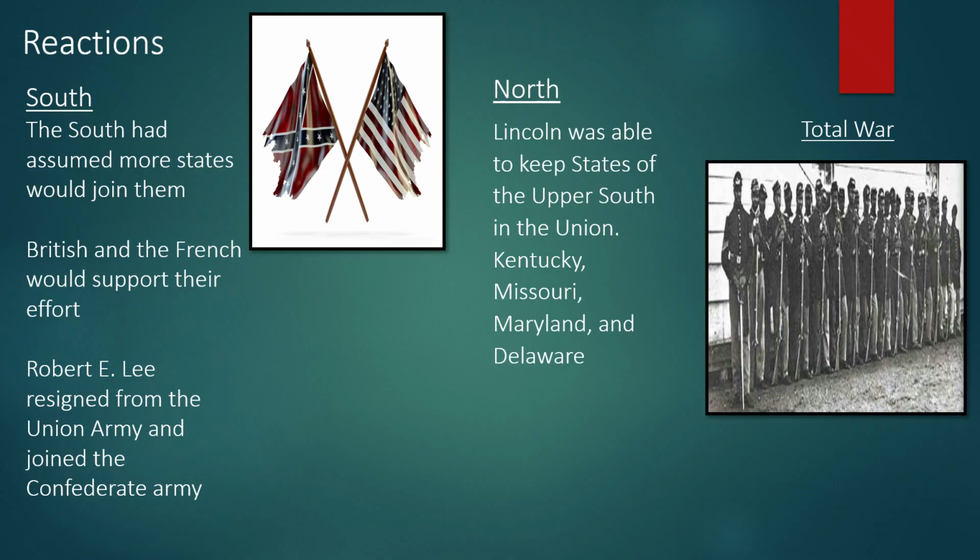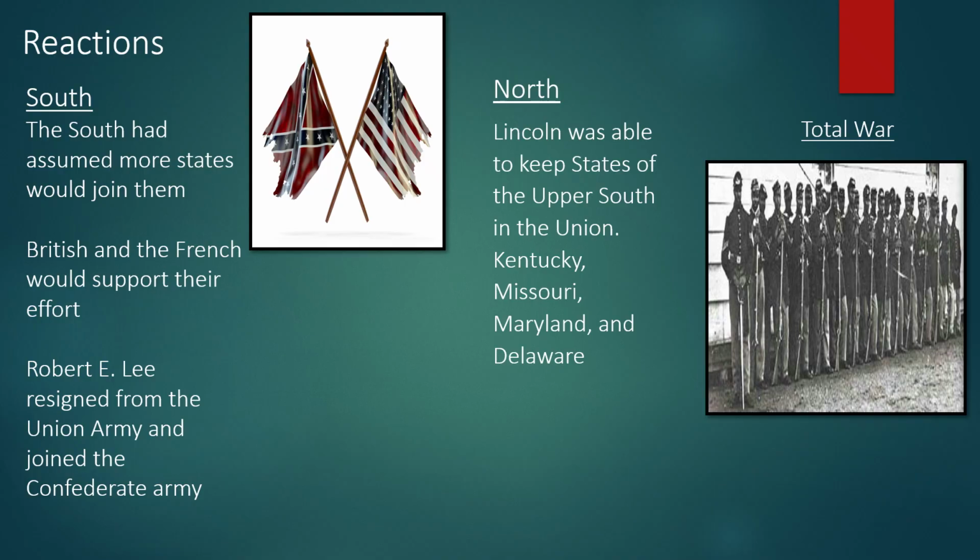So Virginia is going to join the South. At this time, Robert E. Lee was a Union soldier. He never actually fought yet, but he was part of the Union Army. And Virginia is where he's from, and since he's from Virginia, he has to resign from the Union Army because he wants to fight for the Confederate Army because of the location, and that's where his home and his people are from.